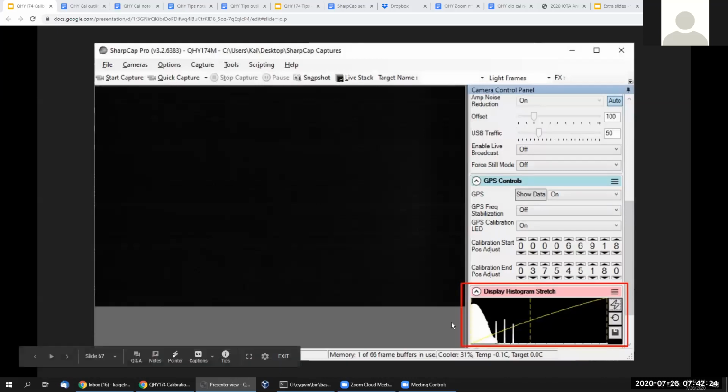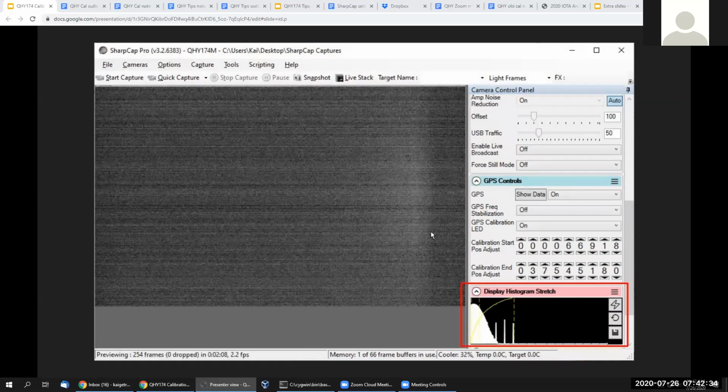Display histogram stretch can be your friend. You might think, hey, the LED is not visible here. I have it turned on. I must be out of exposure. But really, if all I did was change the histogram stretch, I'm partially on here. So that also can be your friend. And again, neither of these settings affect calibration. So playing with the gain, playing with histogram does not affect calibration.